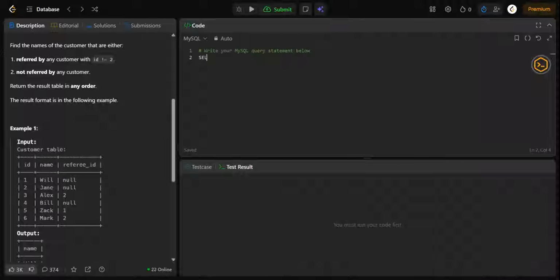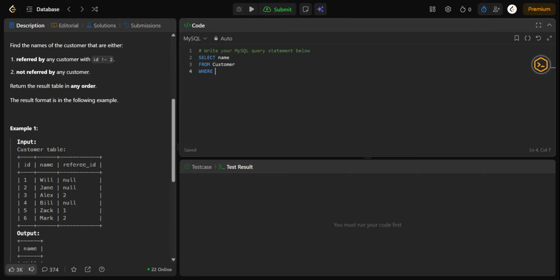So let's write down SELECT name FROM customer. We will select the name from the customer table. I hope it's clear.